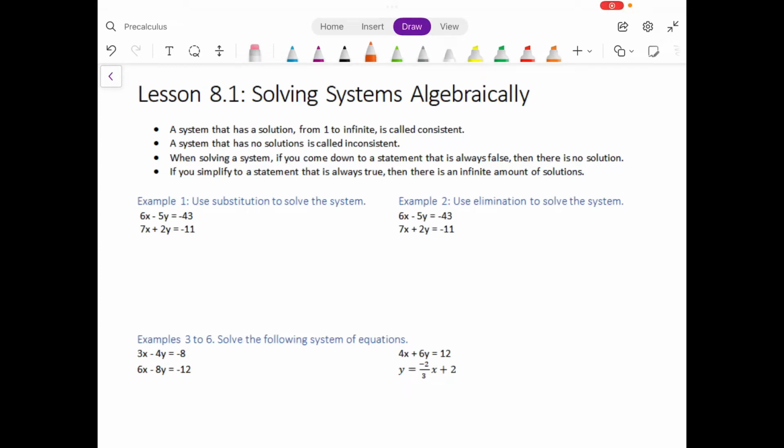We're going to go ahead and learn lesson 8.1, solving systems algebraically. Most of this is going to be a review for us. There is a part at the end that might be a little bit new. Let's just quickly talk about the different types of systems we can have.